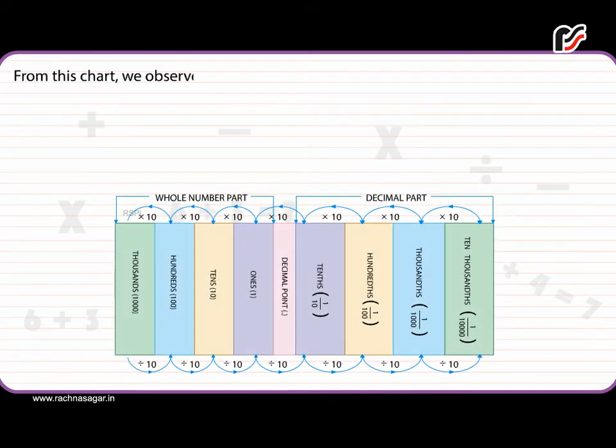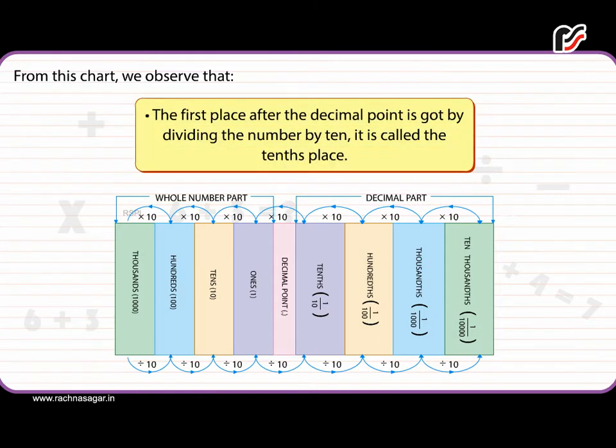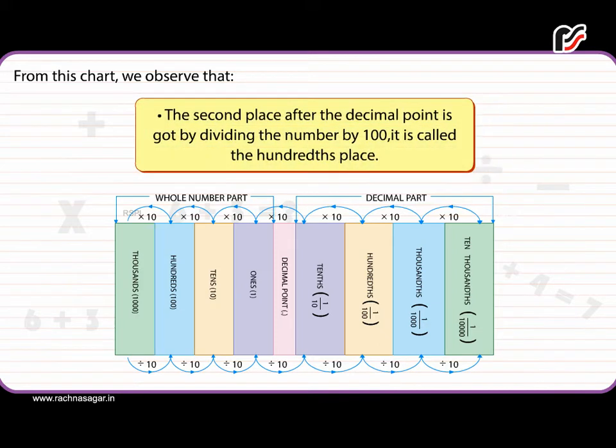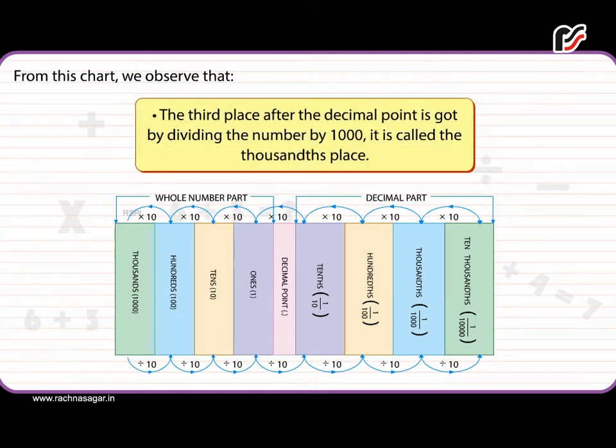From this chart, we observe that the value of a digit becomes 10 times greater as it moves from right to left by one place and becomes 1 by 10 as we move to the right. The first place after the decimal point is got by dividing the number by 10. It is called the tenths place. The second place after the decimal point is got by dividing the number by 100. It is called the hundredths place. The third place after the decimal point is got by dividing the number by 1000. It is called the thousandths place.